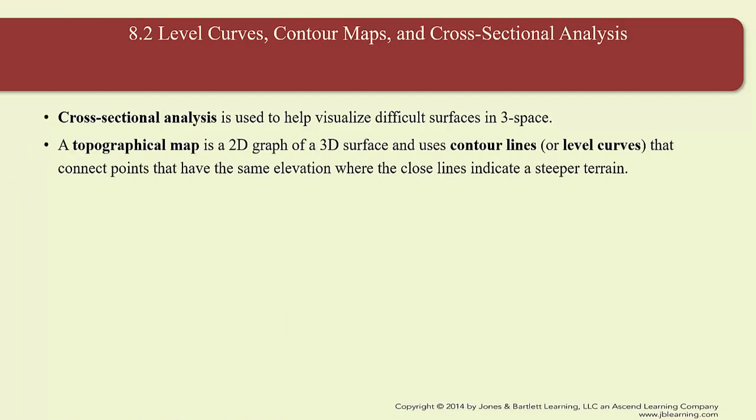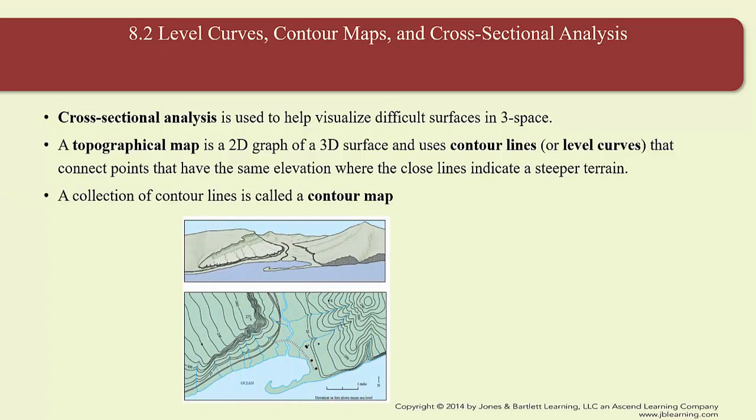For example, a topographical map is a 2D graph of a 3D surface, and it uses contour lines. In mathematics, we call those level curves, that connect points that have the same elevation. Lines that are close together indicate steeper terrain. The more tightly packed the lines are on a topographical map, the more rapid the change in elevation. A collection of contour lines is called a contour map.